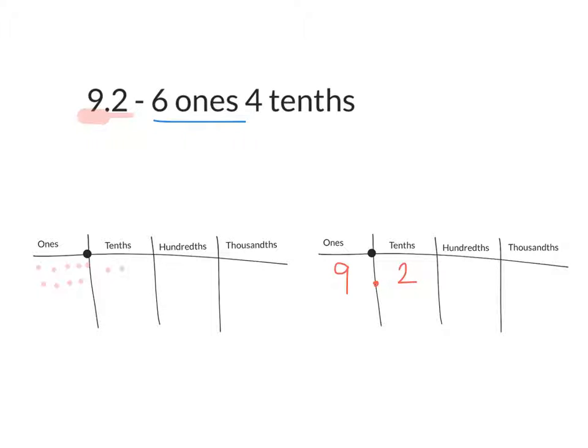6 ones. So I'm going to cross out 6 of those ones. 1, 2, 3, 4, 5, 6. So I'm going to take away 6 ones. Okay. Now how many tenths do I have to take away? 4. Okay. 4 tenths. So I have 1, 2. That's not enough, right? So what do I need to do? Regroup. I need to regroup. I have to take this one and cross it out so I don't accidentally count it. How many tenths does that become? 1, 2, 3, 4, 5, 6, 7, 8, 9, 10. I trade 1 in for 10 tenths. They have the same value.